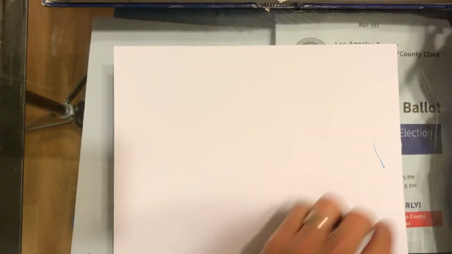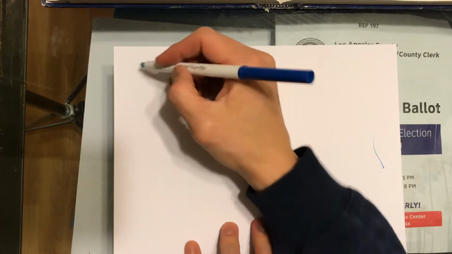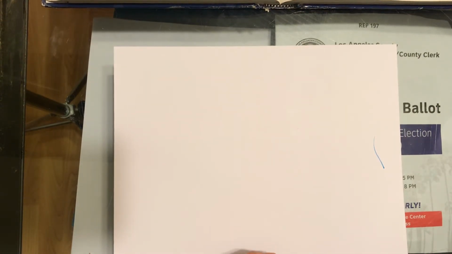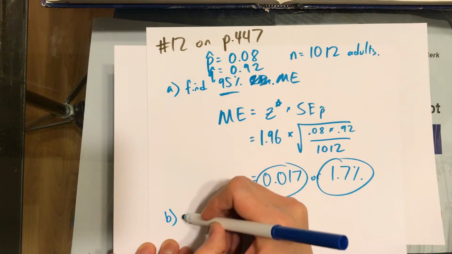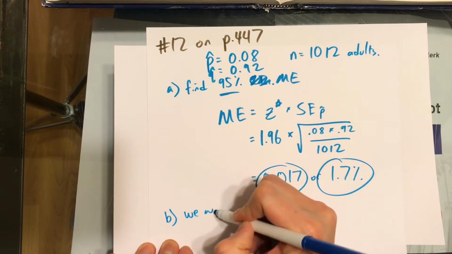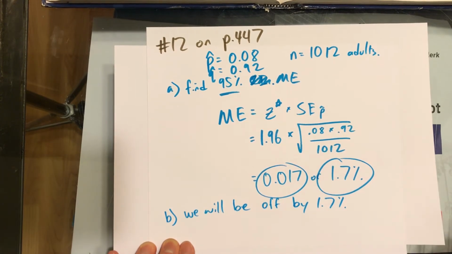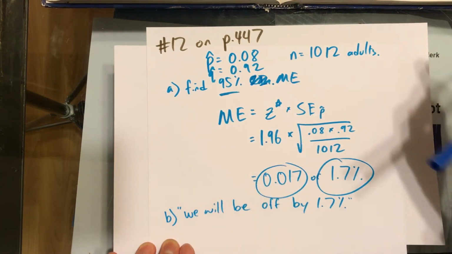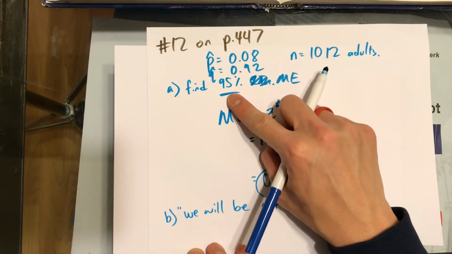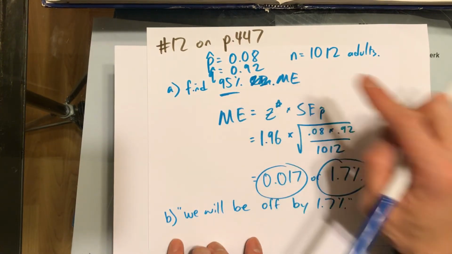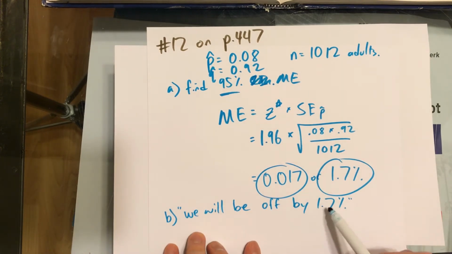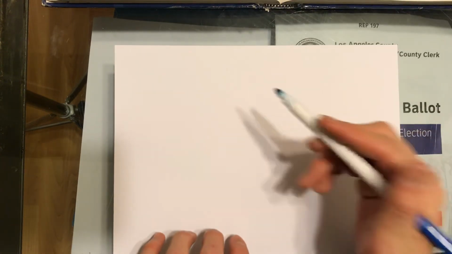Okay, let's go to B. B says, explain what the margin of error means. Basically, what this means, if you put it in plain English, is we will be off by 1.7%. That's in plain English. Or you can say that you are 95% confident that the true proportion will be off by plus or minus this amount. Look in the back of the book. Oh, you won't see that in the book.